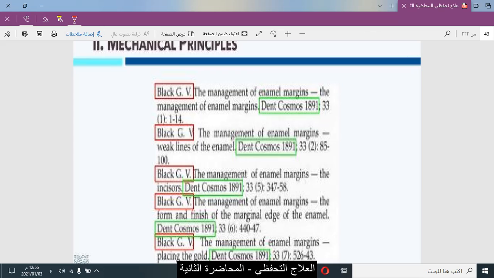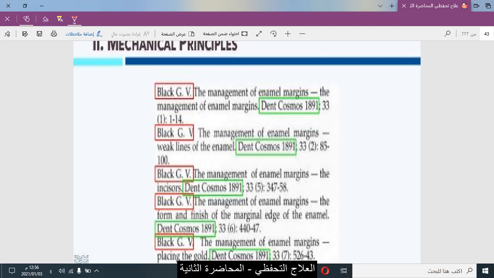The second thing is to be away from the amelodentinal junction, which is the more sensitive area, because the odontoblastic process is extending into the dentino-enamel junction, to prevent the sensitivity of the dentine during cutting.